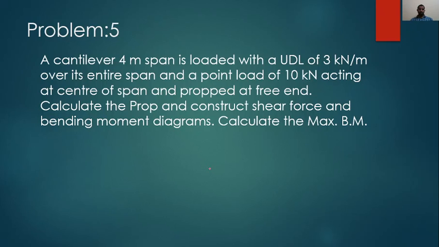Now let us solve one more problem. A cantilever beam 4 meter span is loaded with a UDL of 3 kN per meter over its entire span, and a point load of 10 kilonewtons acting at the center of the span, and a prop at the free end. Now calculate the prop reaction as well as construct a shear force and bending moment diagram. Also calculate the maximum bending moment.